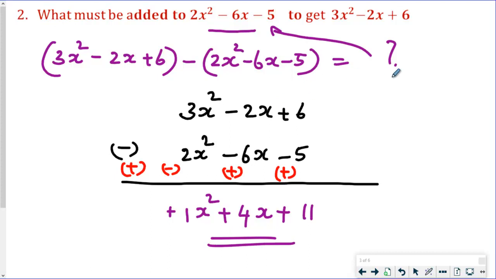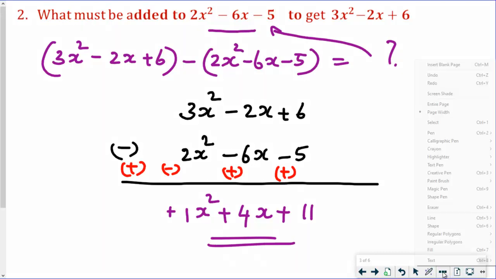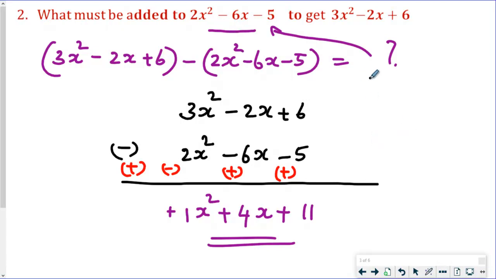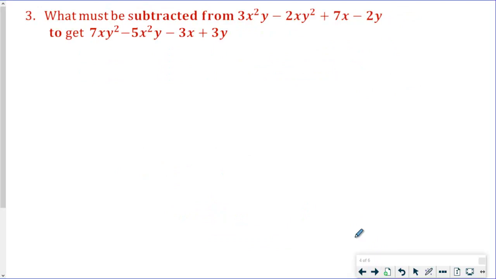So what is our answer? We can take x² + 4x + 11. That is, if you add x² + 4x + 11 to this polynomial 2x² − 6x − 5, that will give the answer 3x² − 2x + 6. Okay, one more problem we can do.